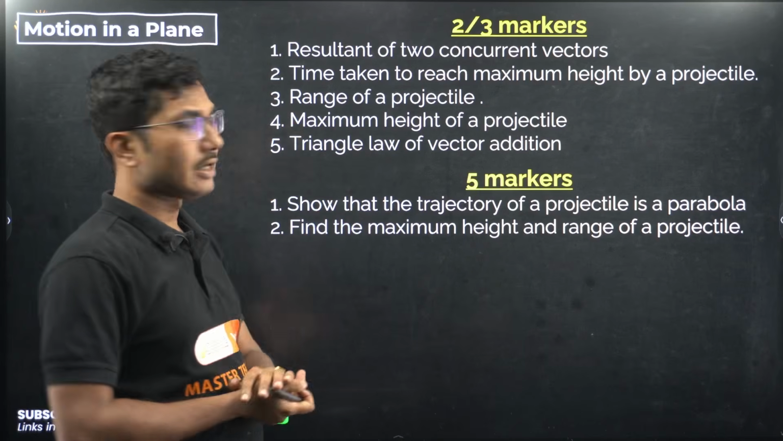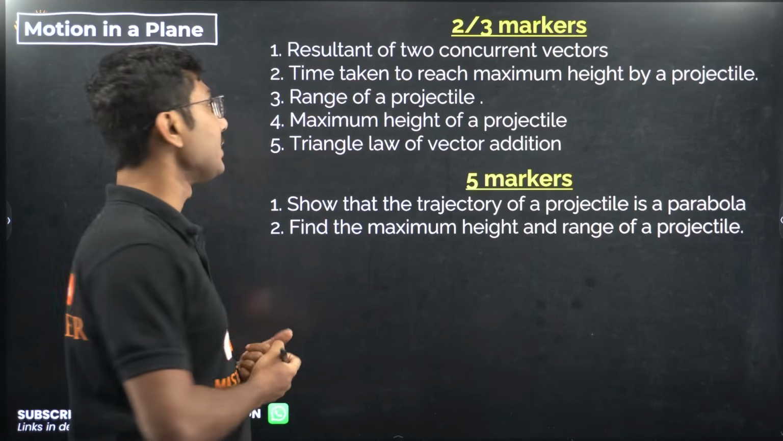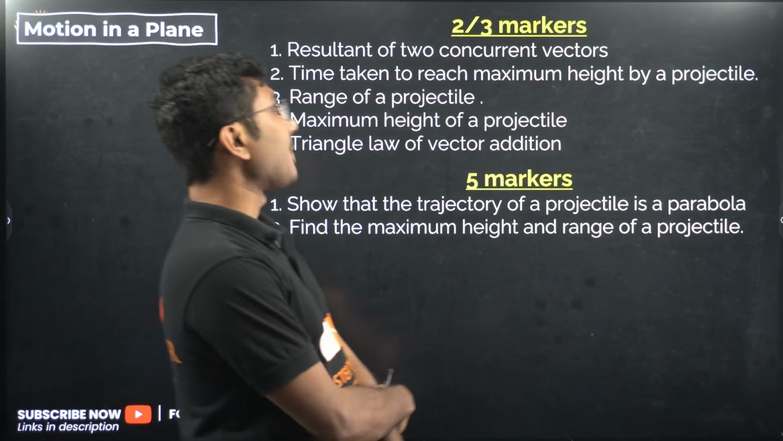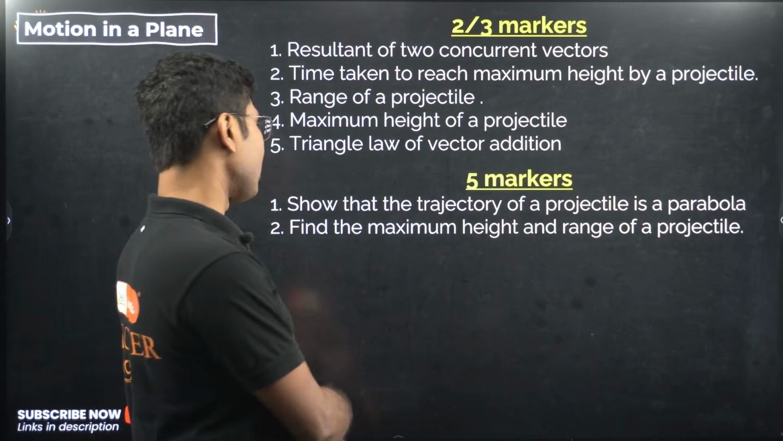I have given the triangle law of vector addition, but based on this there might be some numerical questions as well. Time taken to reach maximum height by a projectile, range of a projectile, maximum height of a projectile.